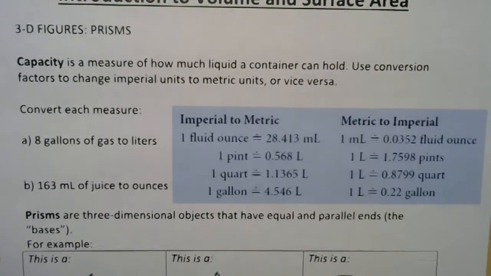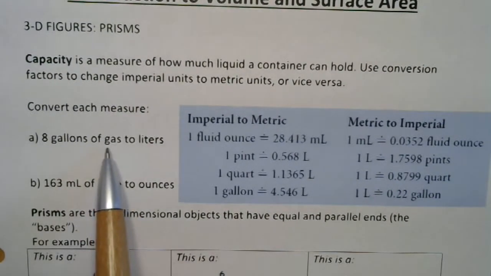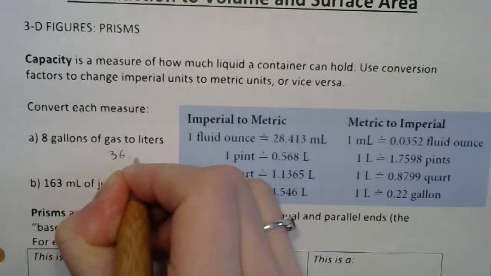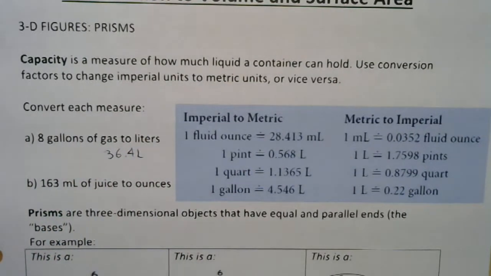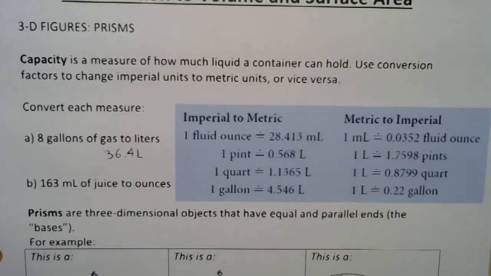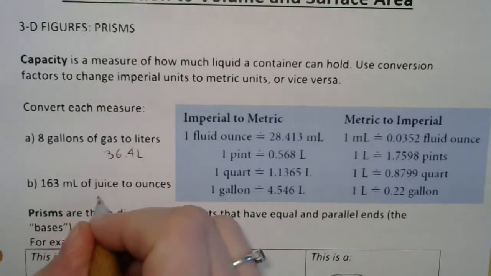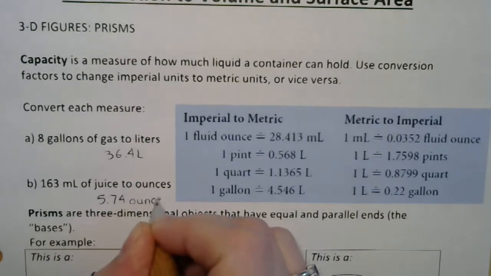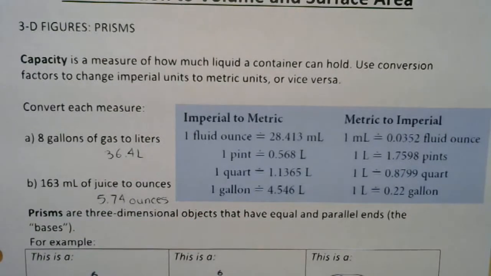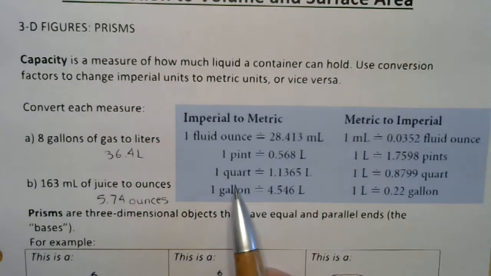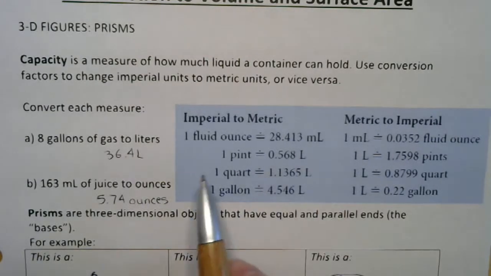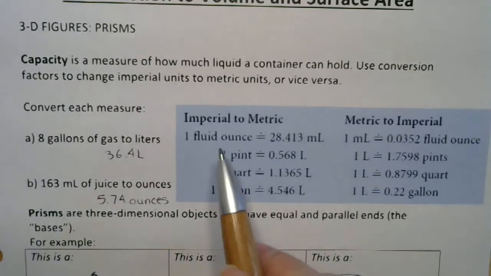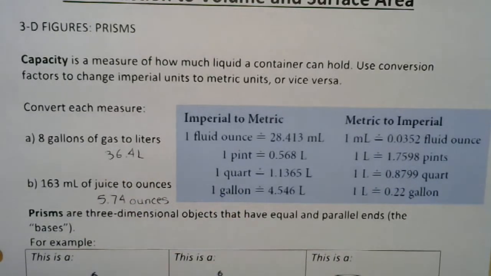Okay. So if you do these conversions yourself, I think 8 gallons, you should end up getting 36.4 liters. And 163 milliliters ends up being 5.74 ounces. Okay. And you notice here some of these are written out in words and some of them have short forms, so that's how you would actually write it out as a final answer. And of course, the full solutions to these are on the summary sheets.